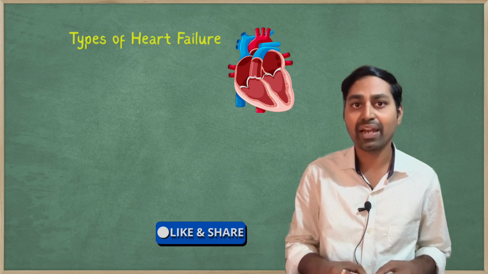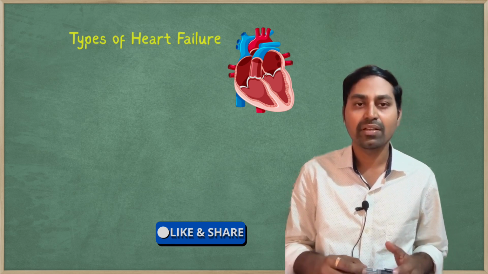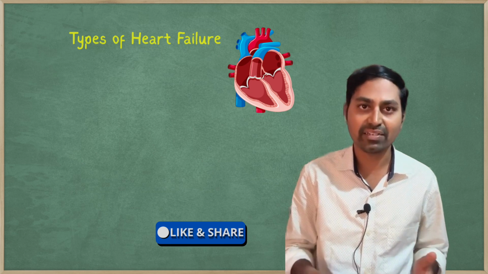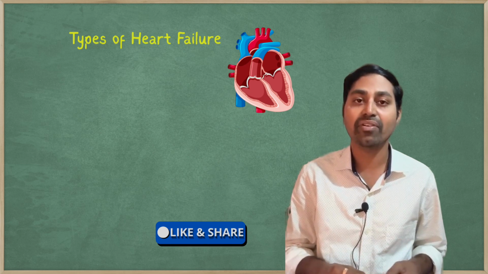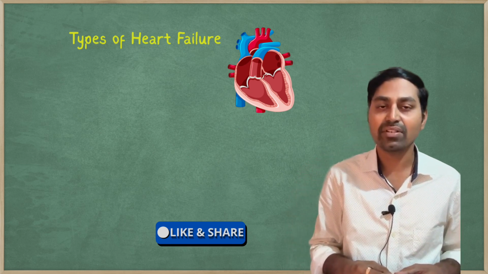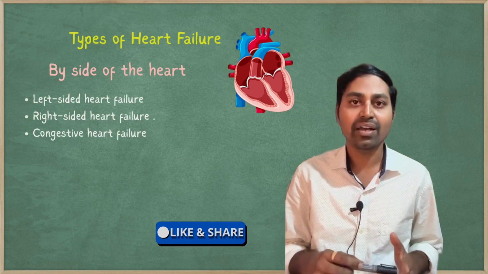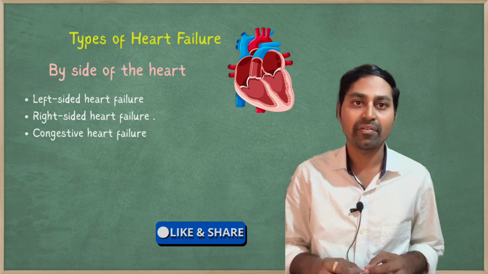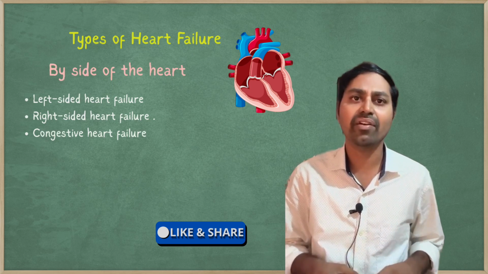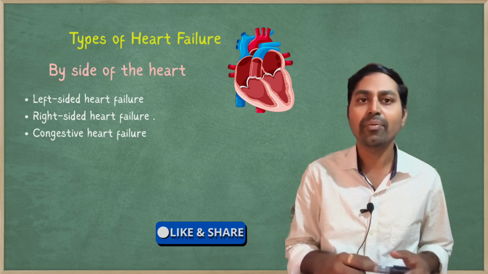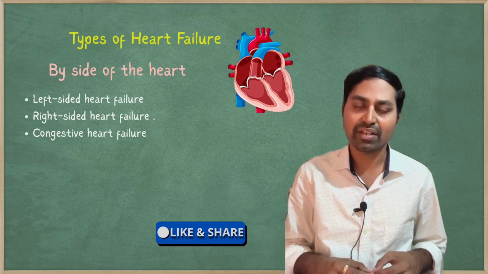We can classify heart failure into 2 main ways: based on the side of heart affected, and another one is based on function. Based on the side of heart affected, the heart failure is classified into left-sided heart failure where the lungs are affected. Left-sided heart failure affects the lungs by causing fluid buildup in the pulmonary circulation that leads to shortness of breath, coughing and difficulty in breathing.